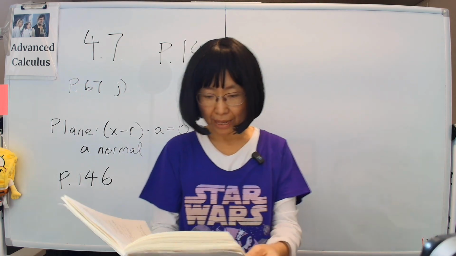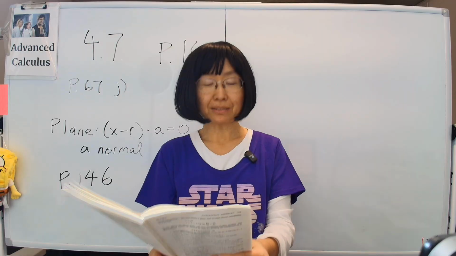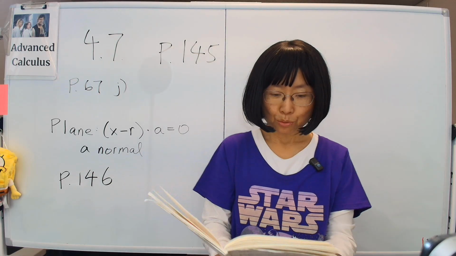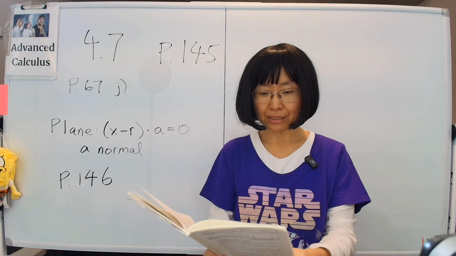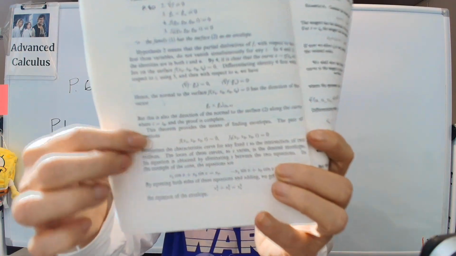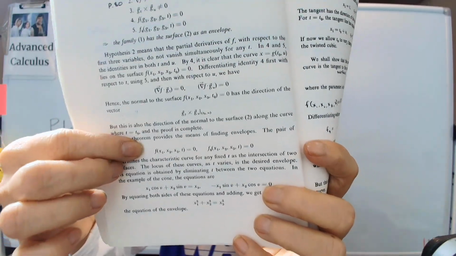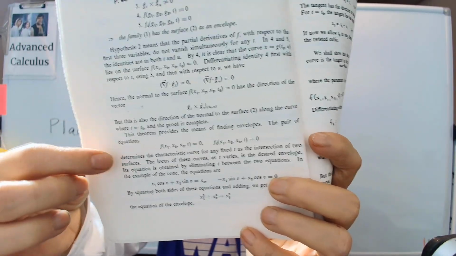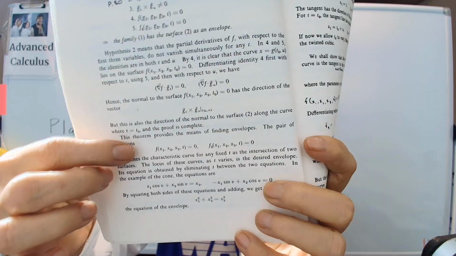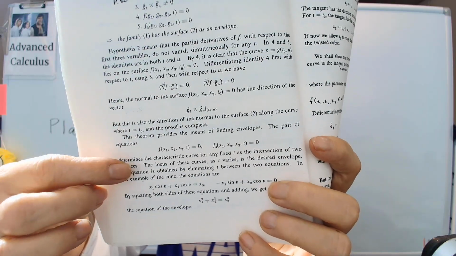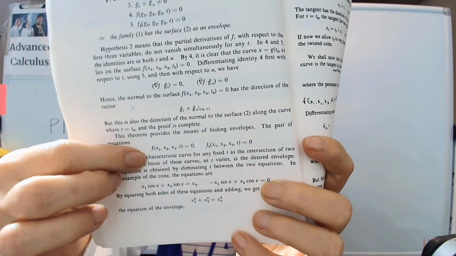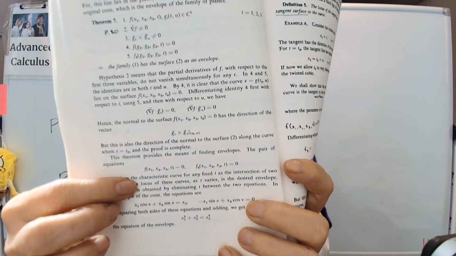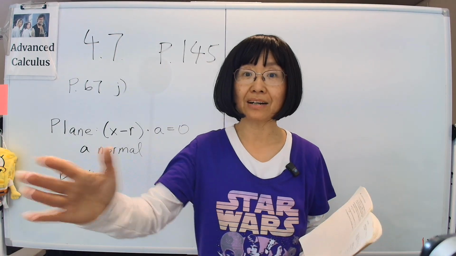So next, let's look at the bottom of page 146. The way to actually find envelopes is that we take the F and the F4, and solve them like simultaneous equations. At any fixed t, the intersection is the characteristic curve, the one that's mentioned up here, okay? And the locus are all the curves. Locus means the entire collection of them, okay?